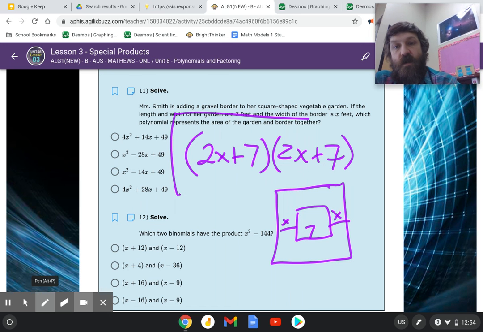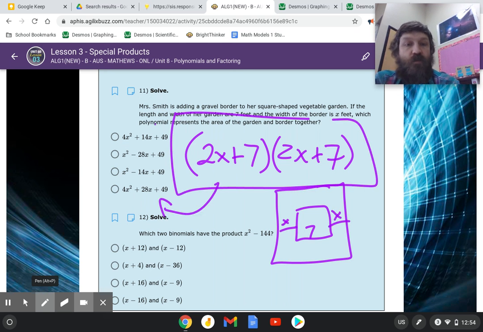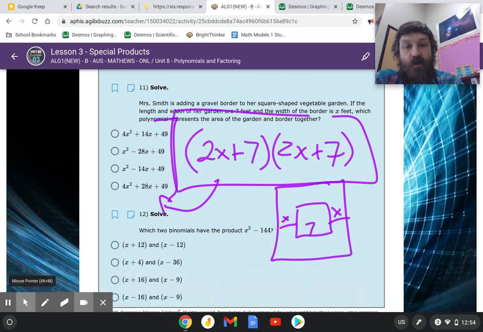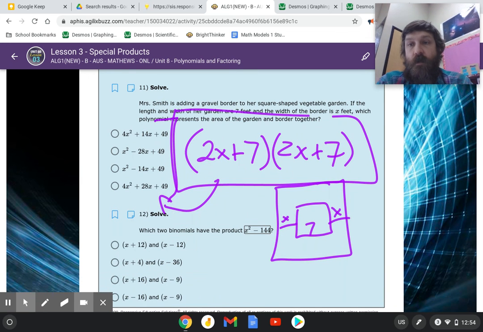So this is what you need to multiply and say which one of these do you get when you multiply 2x plus 7 times itself. And then on the last one, which of these 2 will give me this as my answer? So you need to look through that list. Which of those 2 will give me this as my answer? You might need to multiply all of them. Multiply them together and find the one that goes.